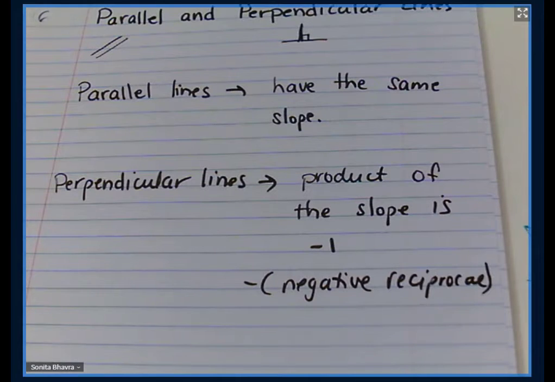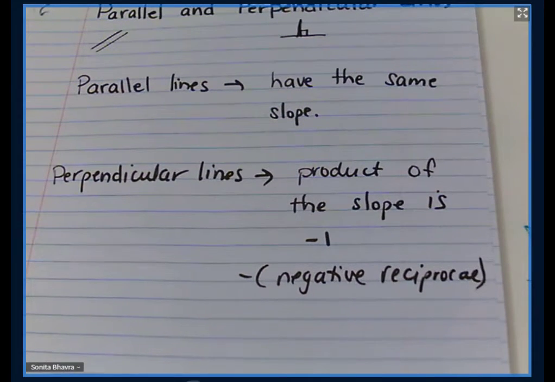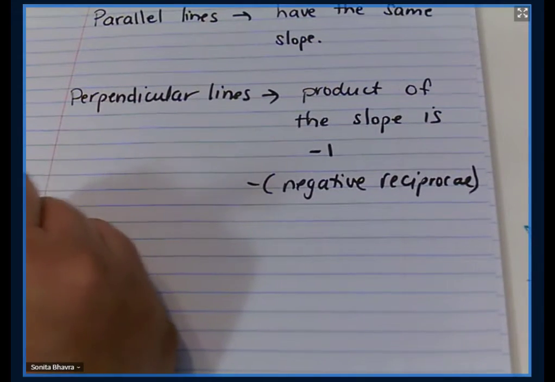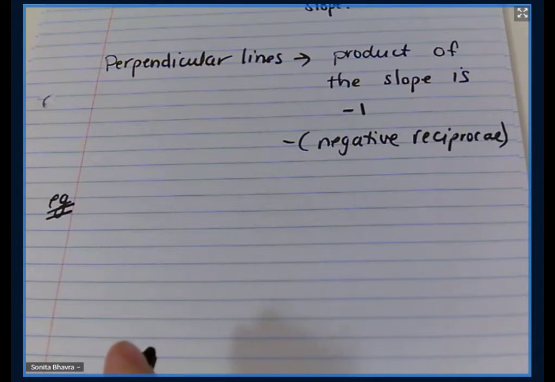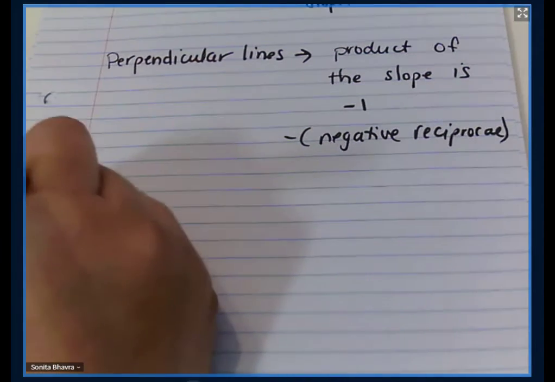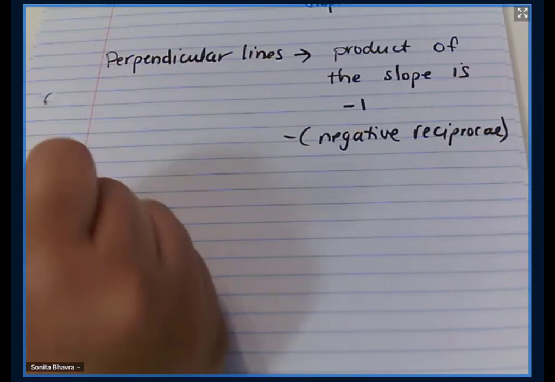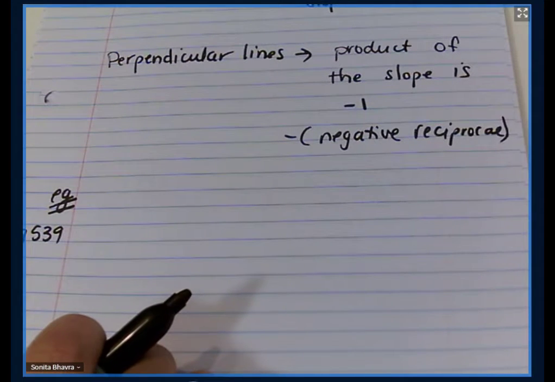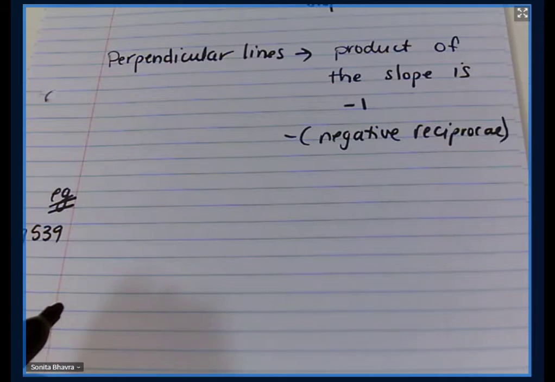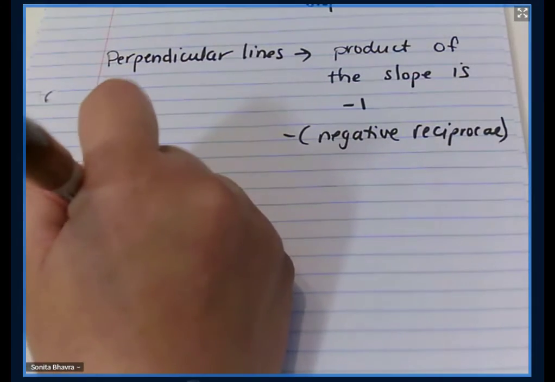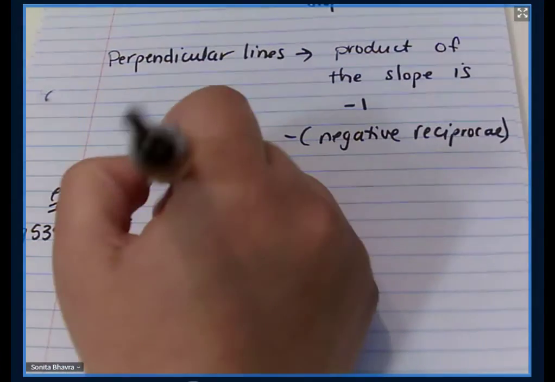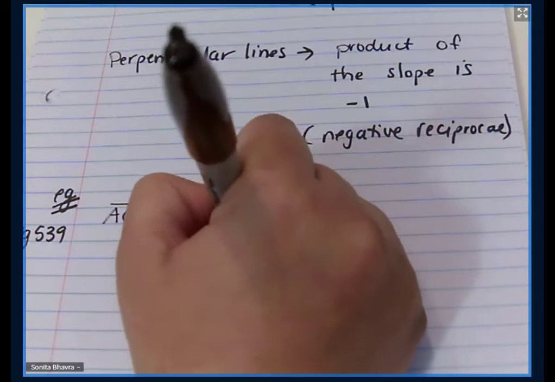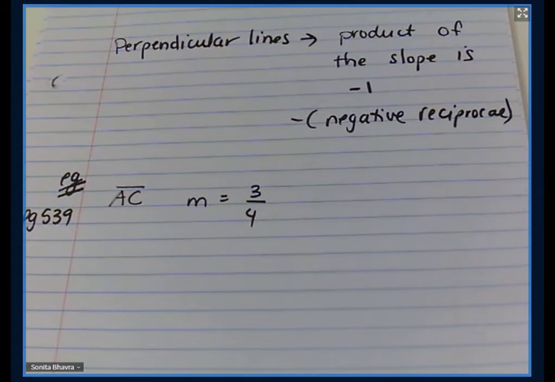All right, so let's take a look at the next example. So we're looking at example number 1. It's on page 539 under lesson 6, parallel and perpendicular lines. So we are given a line segment AC, and we are told that it has a slope of 3/4. So slope is 3/4. We call that little m, which stands for slope.